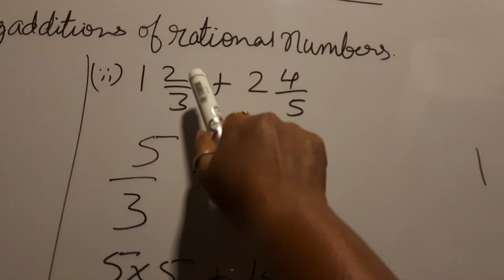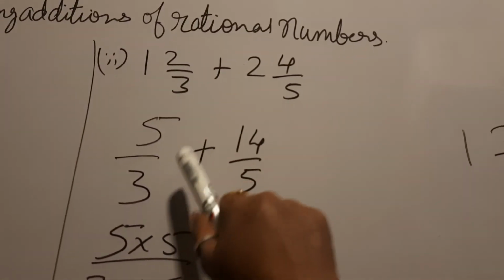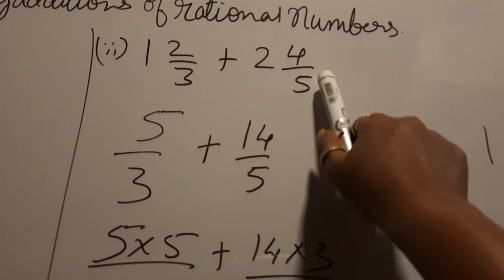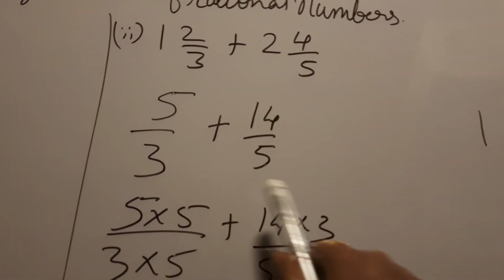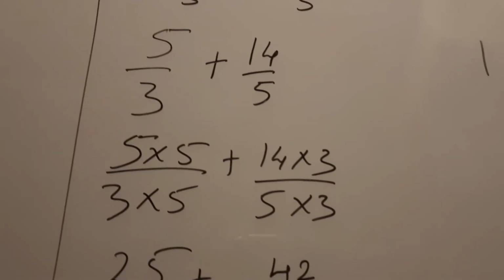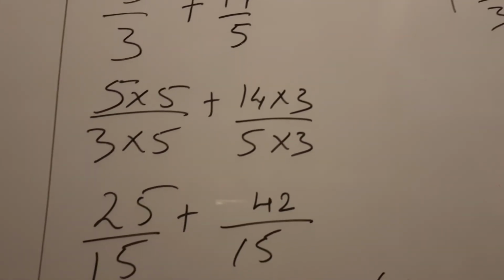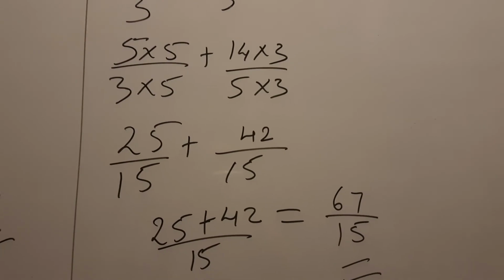3 ones are 3, 3 plus 2, 5. 5 upon 3 it is. 5 twos are 10, 10 plus 4, 14 upon 5. Then same equalizing the denominator, that is same pattern whatever you have learned. Can you see this?